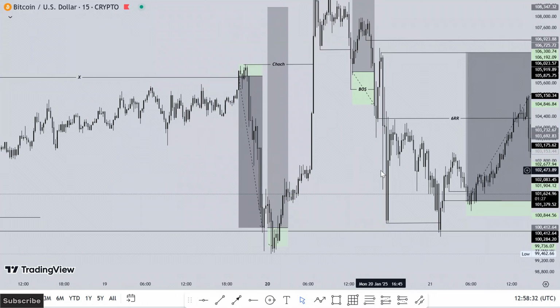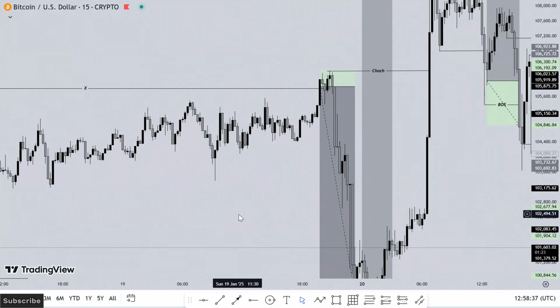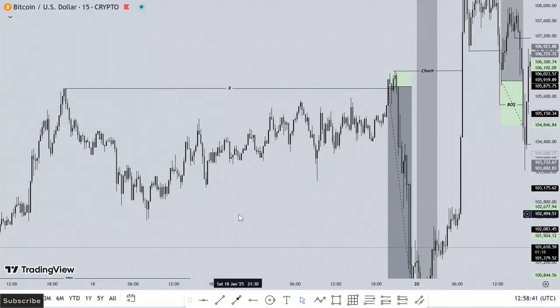Let me explain the trades I took this week for you guys. So let's just go to the first one. Now, the very first one, how I was able to cash this trade was very simple and easy.